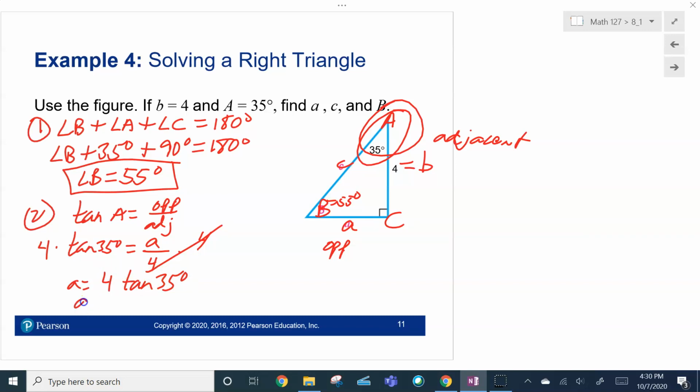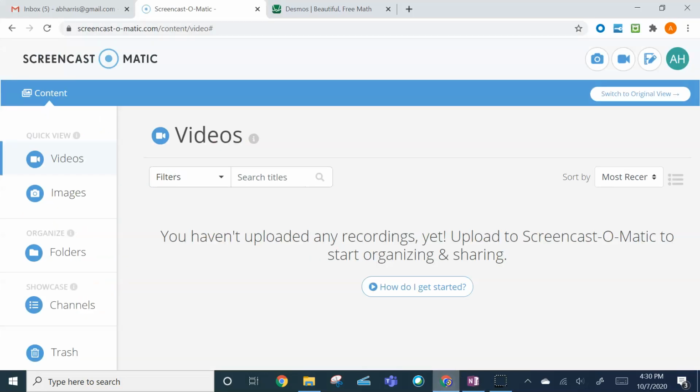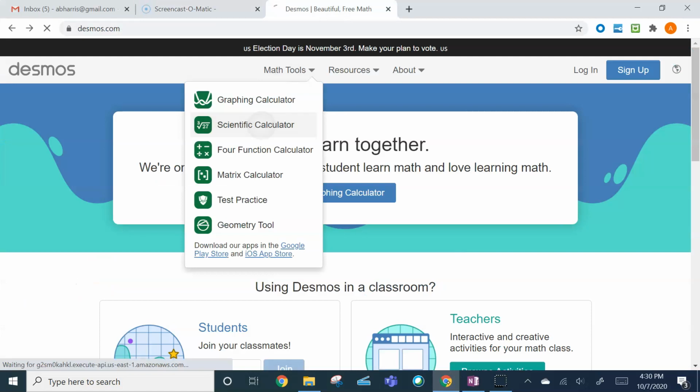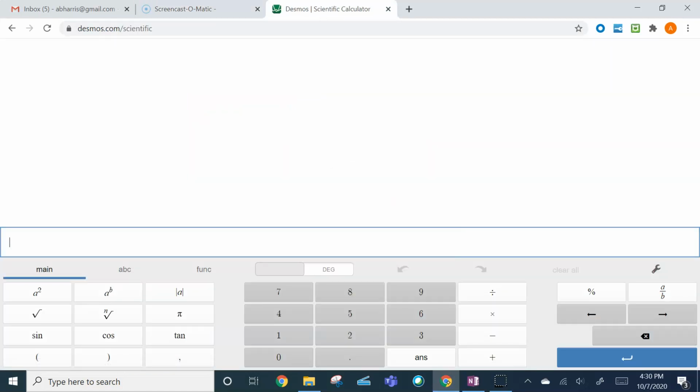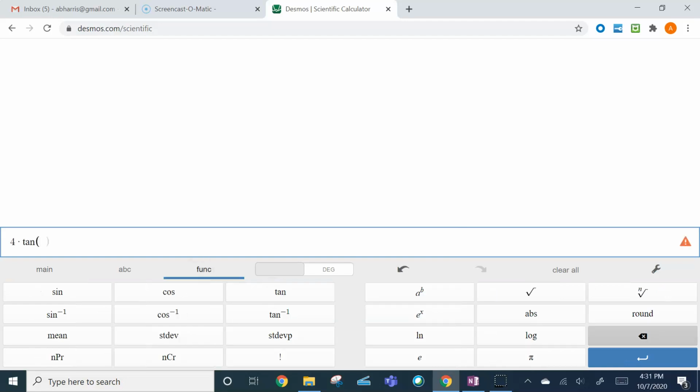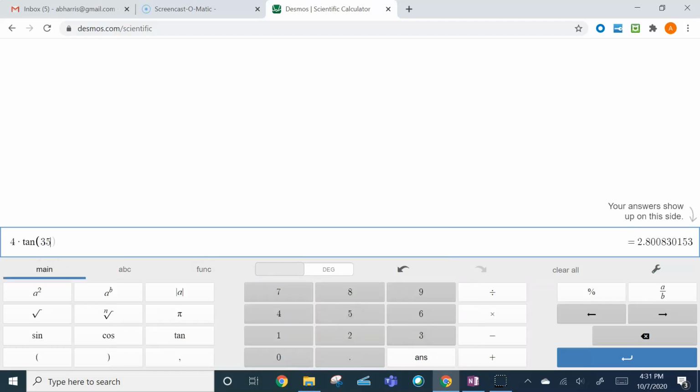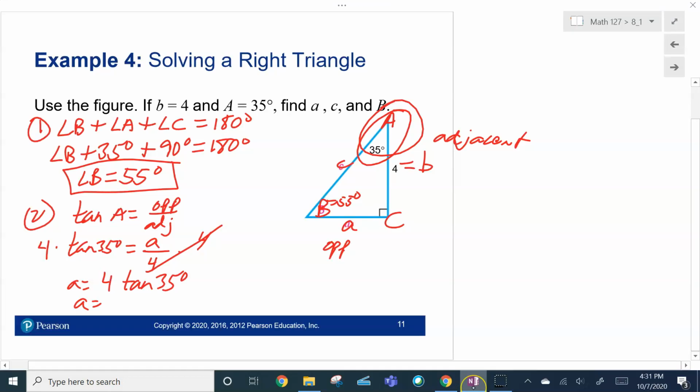Okay, and then I punch that in. Make sure your calculator's in degrees. Let's go to our scientific calculator. We're in degrees. So we got 4 times tangent 35 degrees. And notice we got the 2.8 right there. Okay, and notice I'm in degrees, DEG, there. So approximately 2.8 rounded to the nearest tenth there. Okay. All right, number 3.